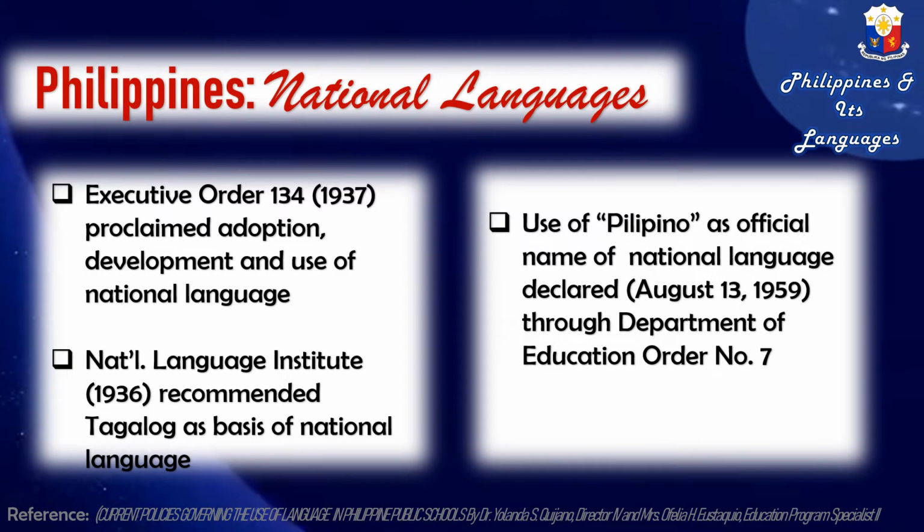Philippines national languages. Executive Order 134/1937 proclaimed adoption, development, and use of national language. National Language Institute 1936 recommended Tagalog as basis of national language. Use of Filipino as official name of national language declared August 13, 1959 through Department of Education Order No. 7.